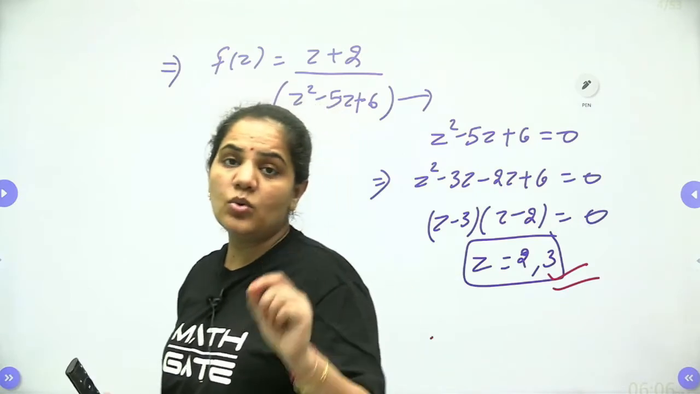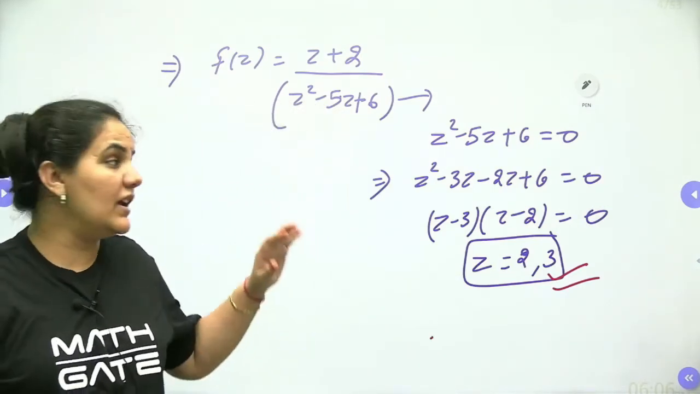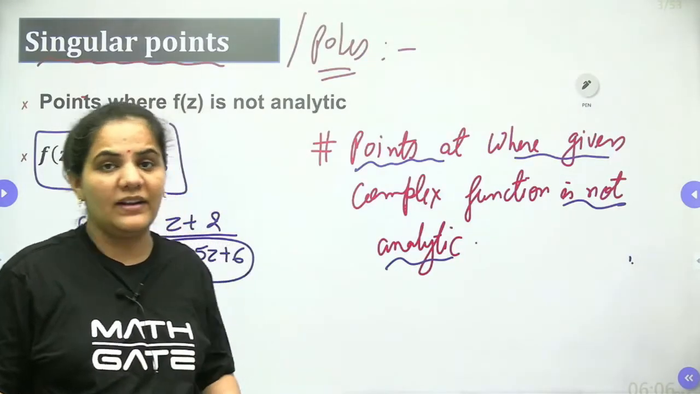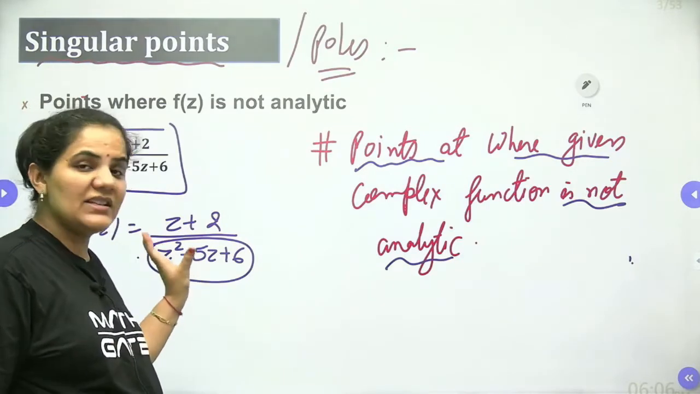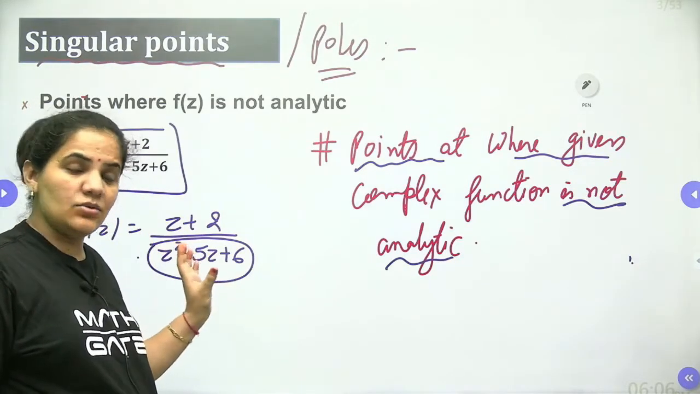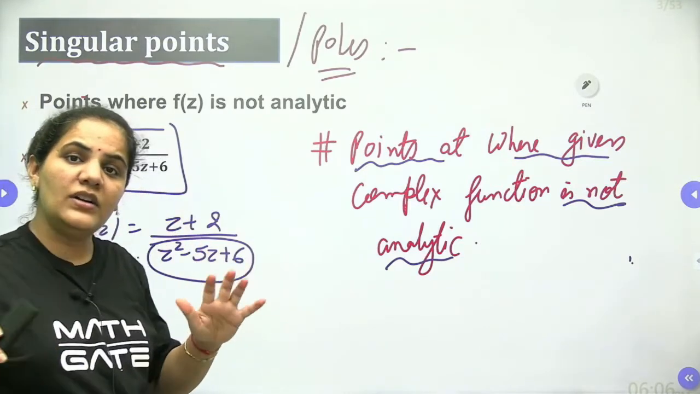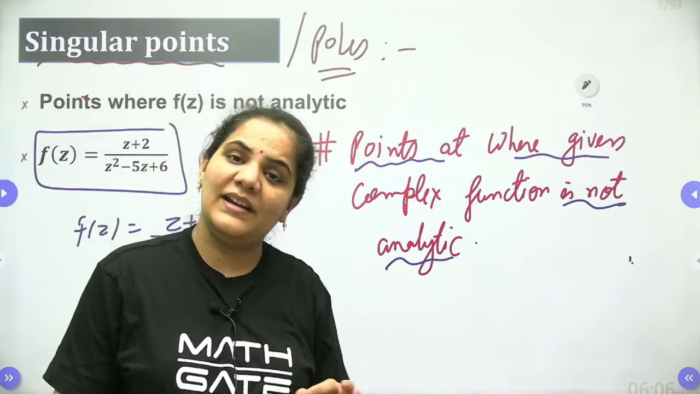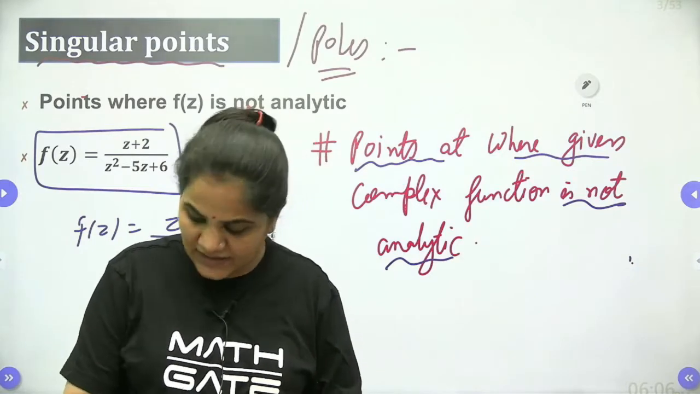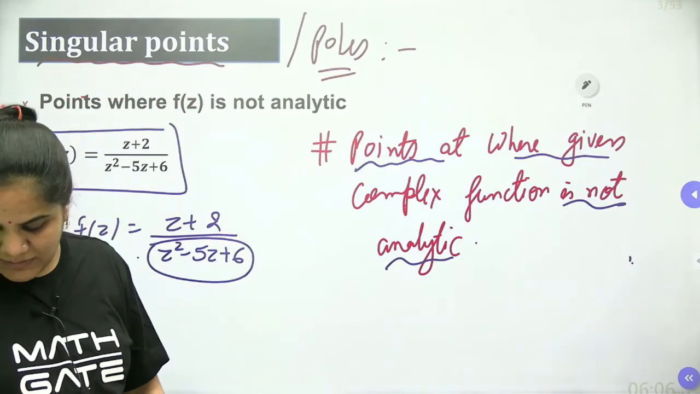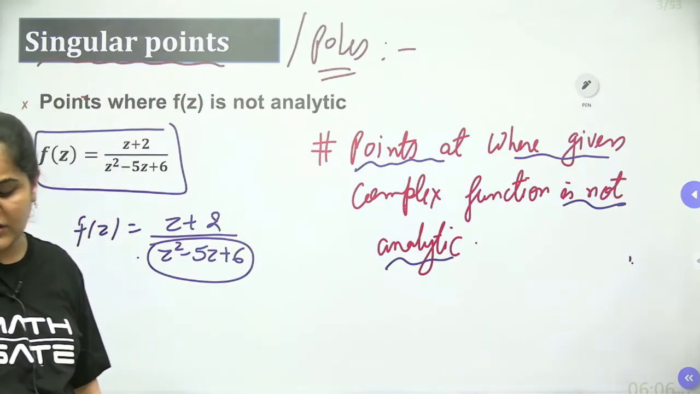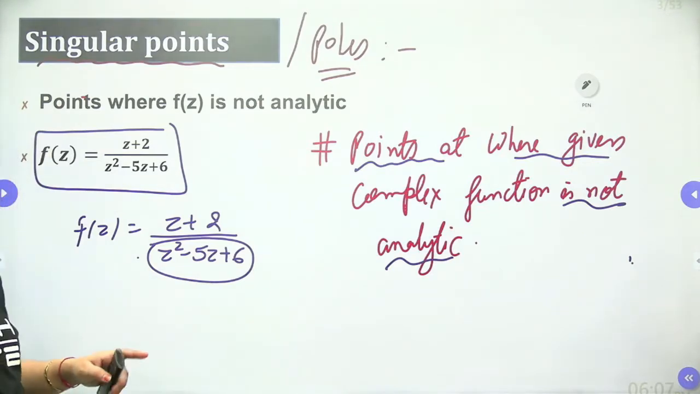Hence these 2 and 3 are those points where your given function is not at all analytic. If you substitute z = 2 and z = 3, the denominator will become 0. Hence 1 by 0 will not be an analytic function. Is it clear, guys? Right? So I think you are getting my point. How we can approach: the singular points are those at which the given function f(z) is not analytic, right?